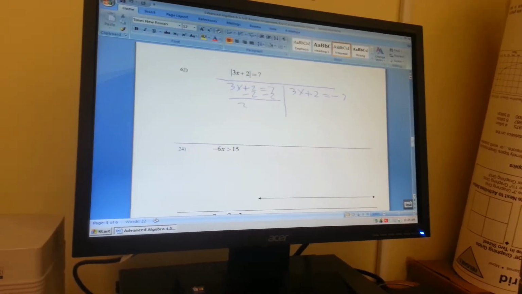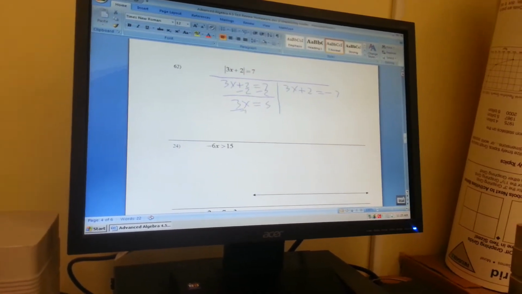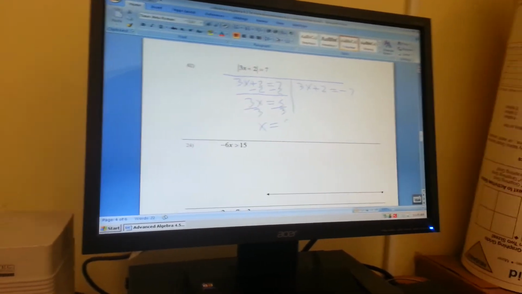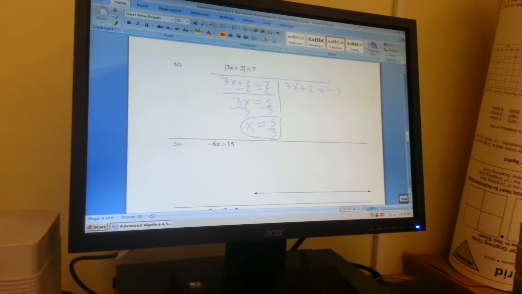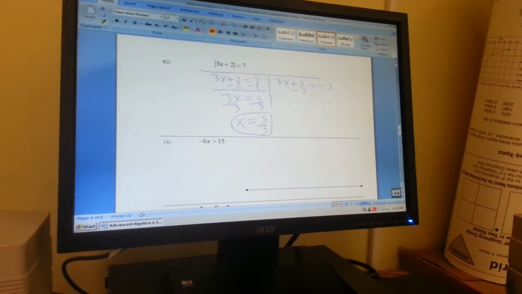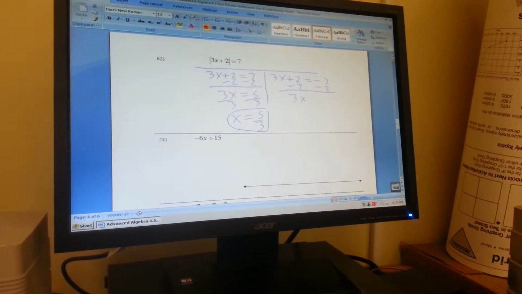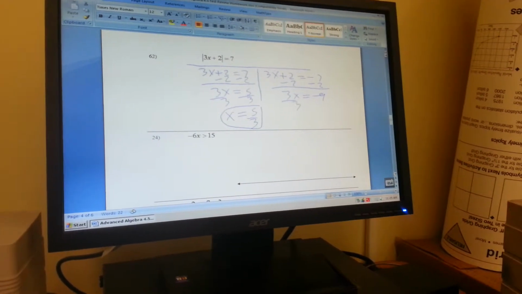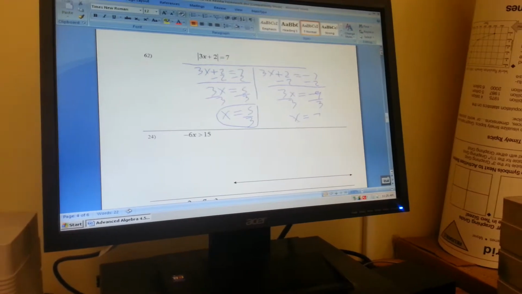Subtracting 2, dividing, we get what? x equals 5/3. Again, you don't have to make it a decimal. Subtracting 2, we get 3x is negative 9. Dividing, x equals what?